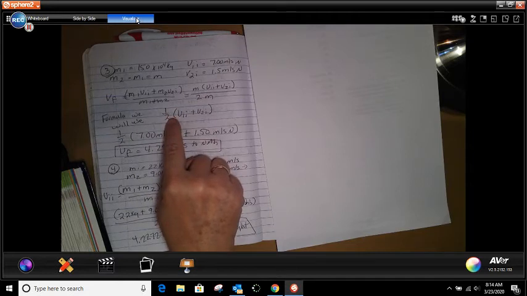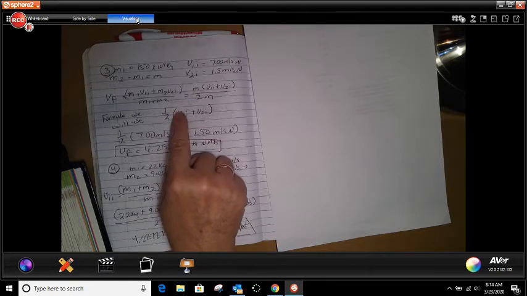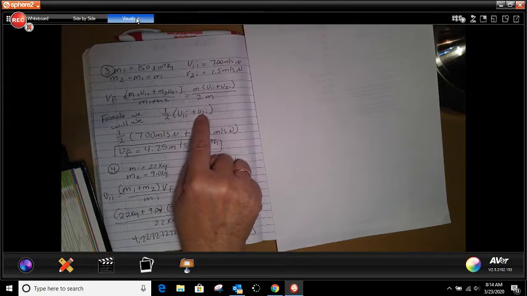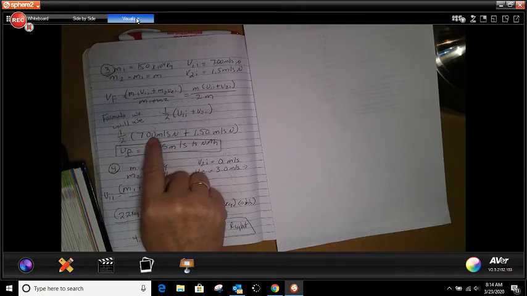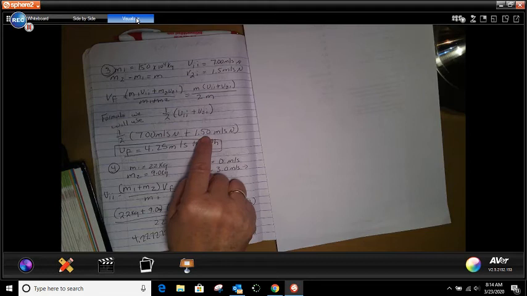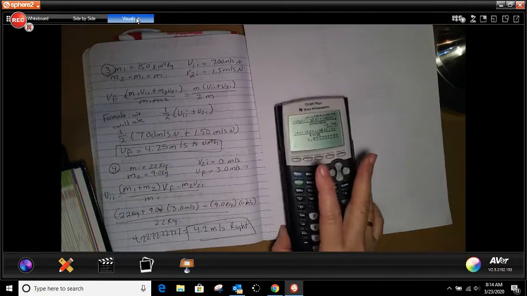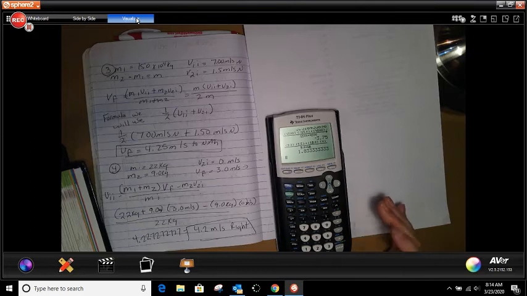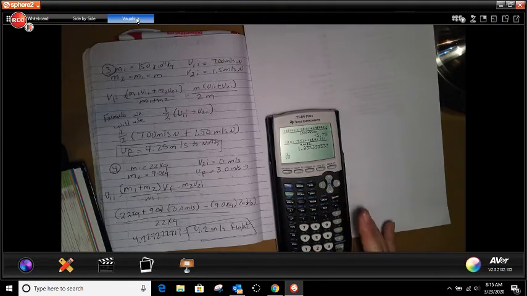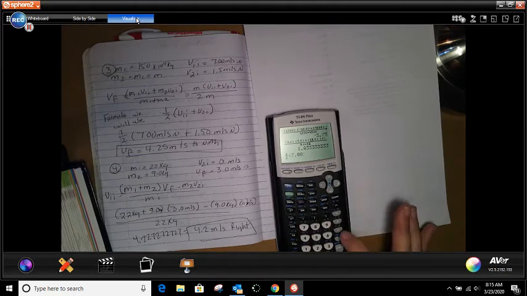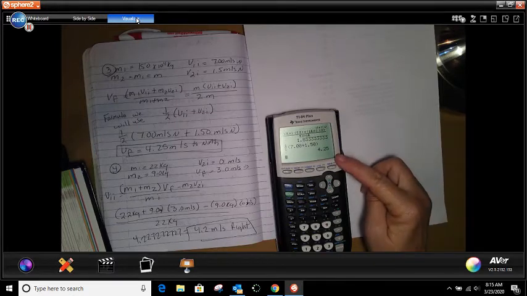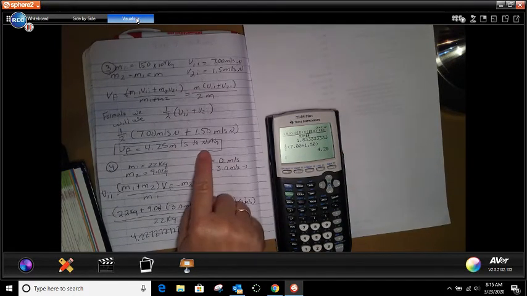1/2. Why is it 1/2? Because they're equal. Times velocity 1 initial plus velocity 2 initial. So half of velocity 1 initial, which is 7 meters per second, plus 1.5 meters per second. In my calculator on this one, I'm going to go ahead and do another fraction, alpha y enter. I'm going to do 1/2 over, open bracket, 7.00 plus 1.50, close my bracket, and I get 4.25, and there's my 4.25 north.